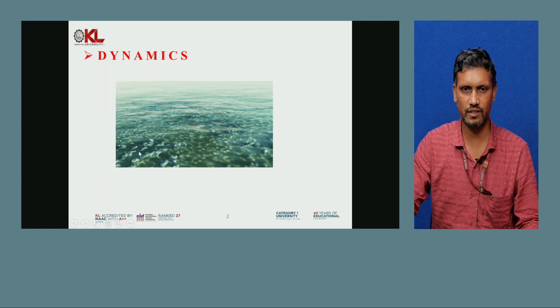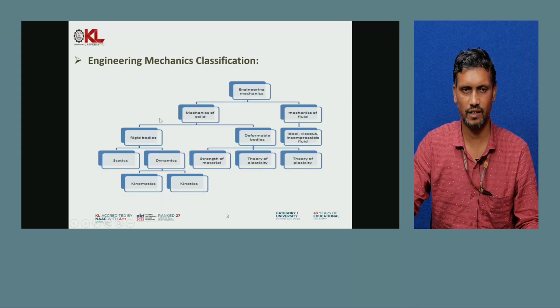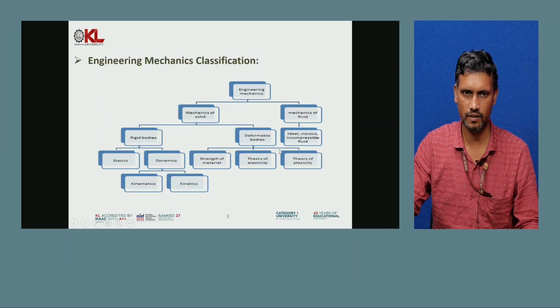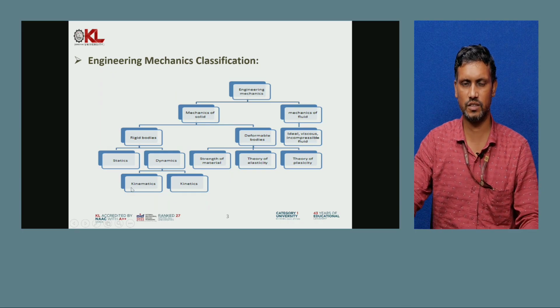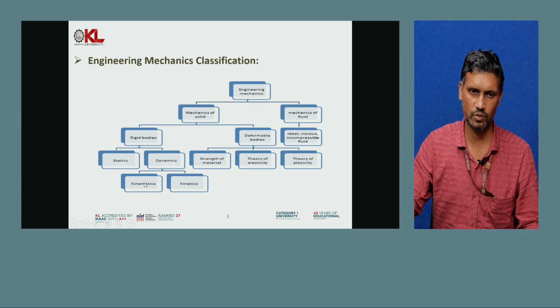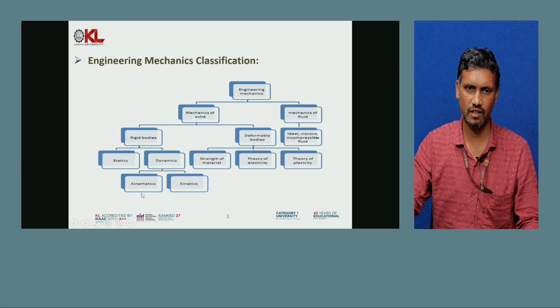Dynamics, here you can see the water is moving, it is dynamics, movement of water. Now as I told you, classification of mechanics: mechanics of solids, mechanics of fluid. Again mechanics of solid, there is rigid body, there is deformable body. Now again in rigid body there is static and dynamic. Till now we have seen static, there was no motion. Now dynamic, there is motion. In dynamics there are two things, kinematics and kinetics. We will see about the kinematics and kinetics part.